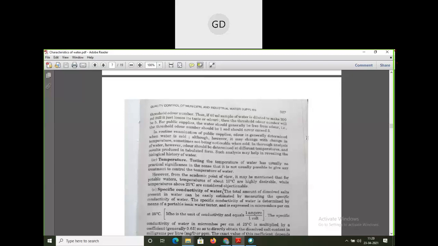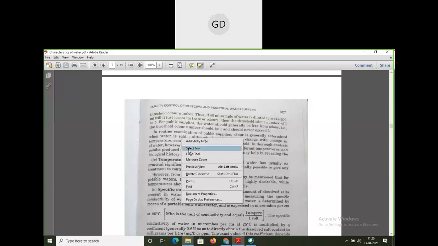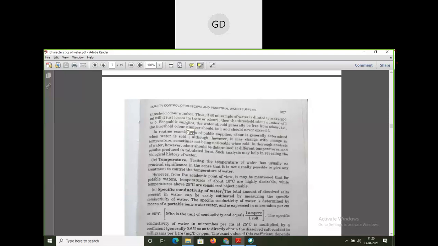Wait, I cannot annotate it here. Okay, no issue.